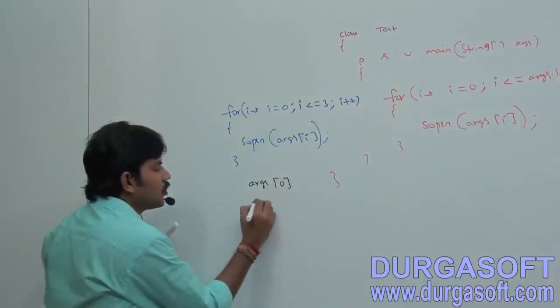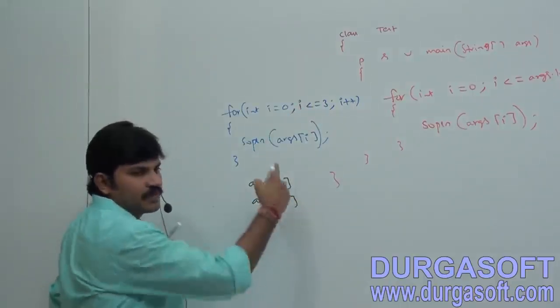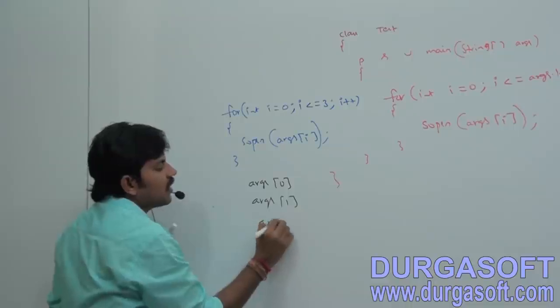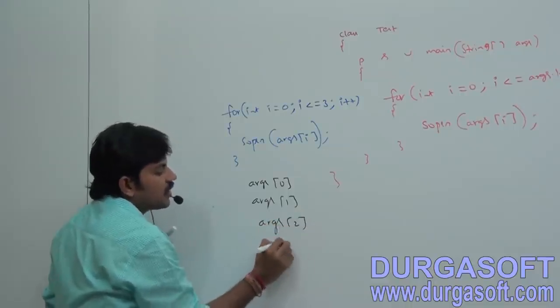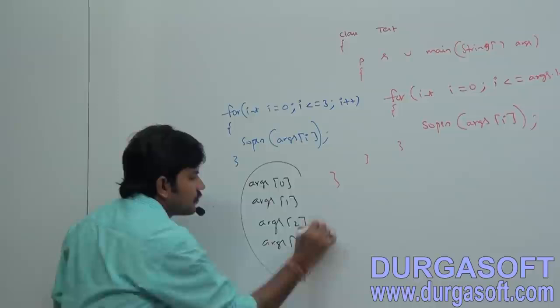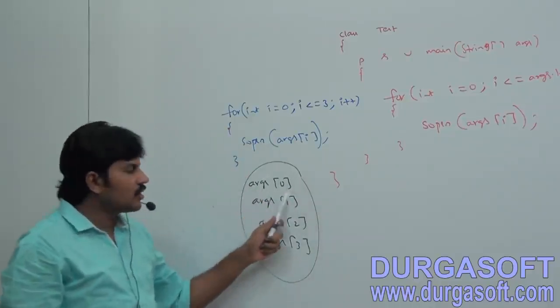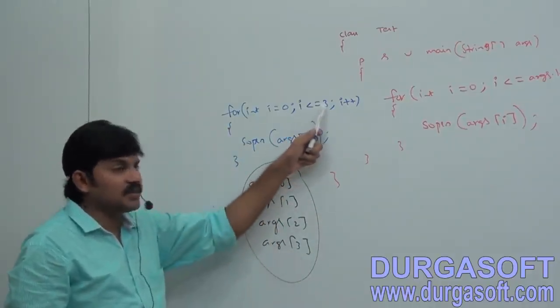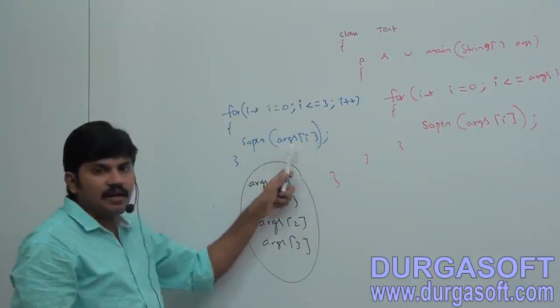1 is less than or equal to 3, args of 1. Next 2, 2 is less than or equal to 3, args of 2. Next args of 3. You are getting args of 0, args of 1, args of 2, args of 3. 3 is less than or equal to 3, satisfied. That's why args of 3.